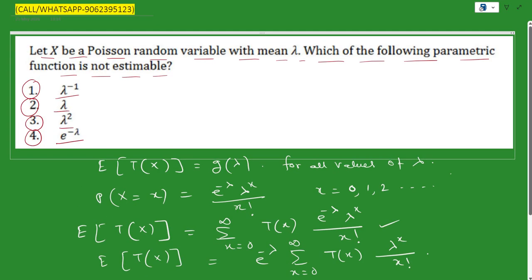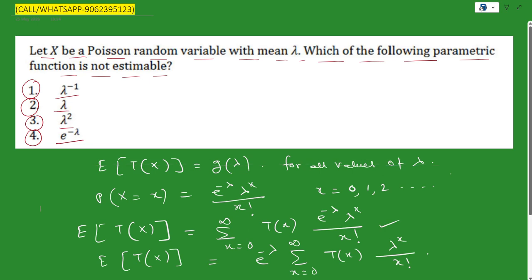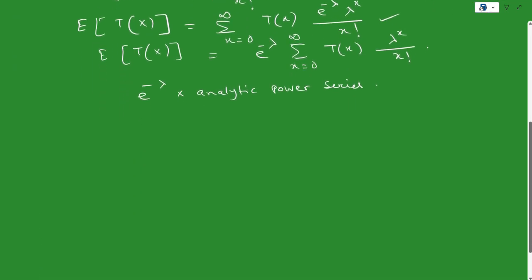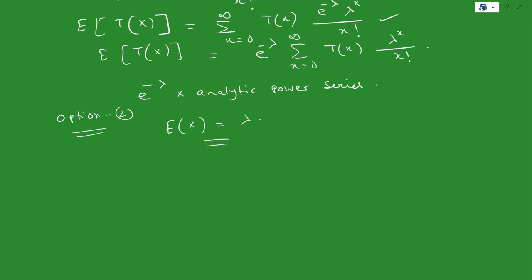So first, come to option number two, that is lambda. Is it estimable? Of course, because E of X is lambda. So the estimator is simply T(X) equals X. So done. The Poisson distribution literally hands over lambda for free, like, take it.